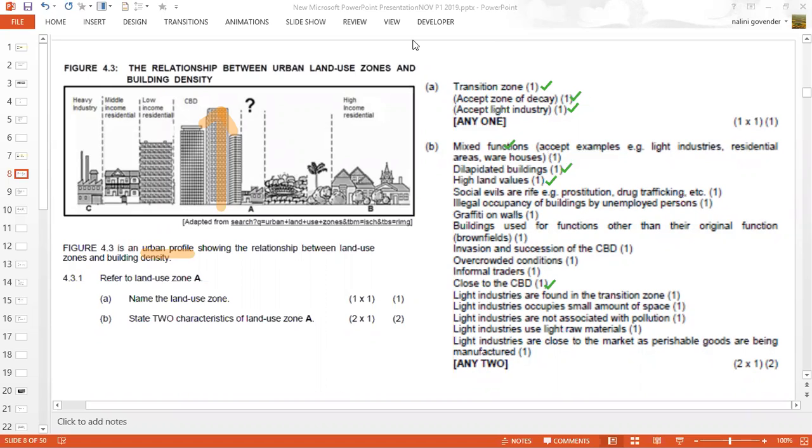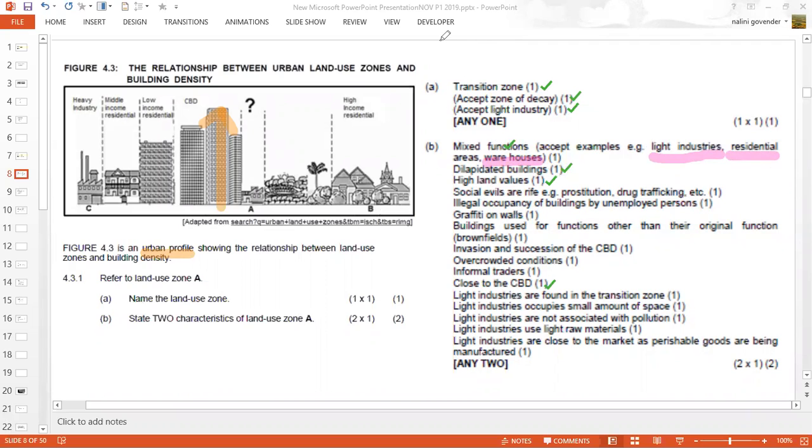Mixed function, what does mixed function mean? It's going to have, and you can see here, light industries. It's going to have the low income living here. They don't own the land. They simply rent this land, right? You're going to have your warehouses in the area, storage areas, hence mixed function.